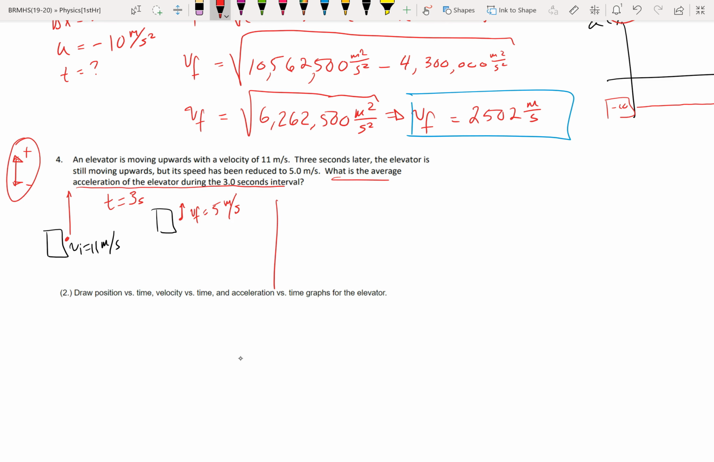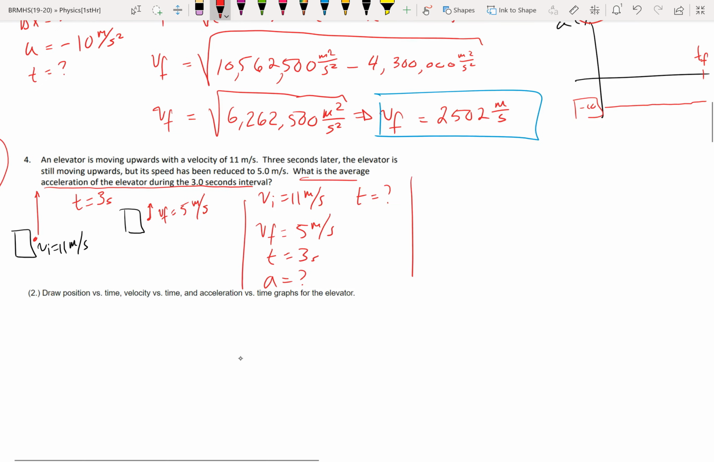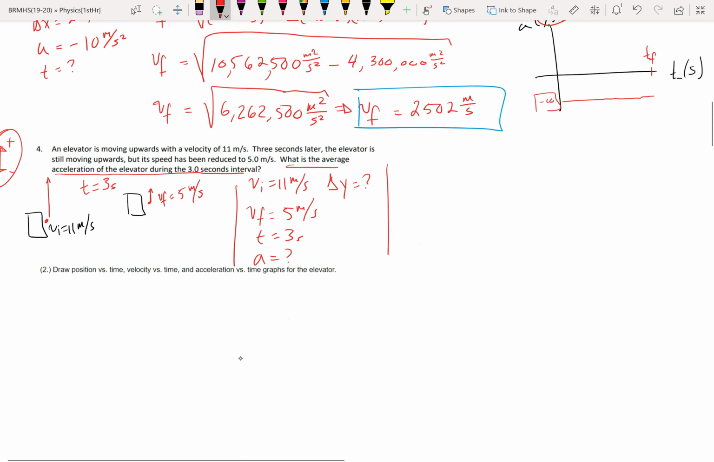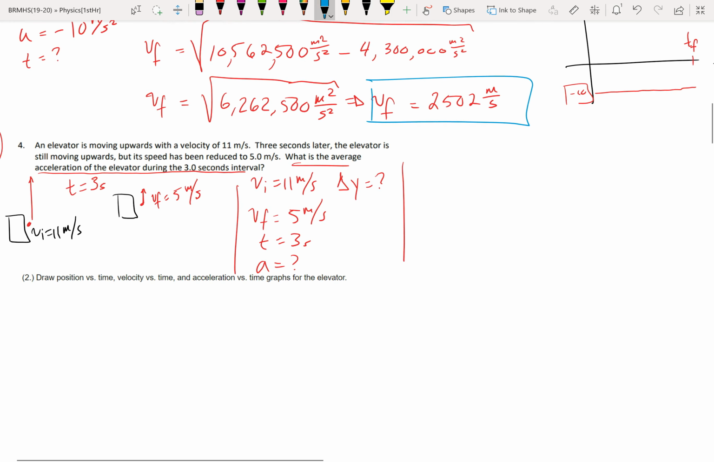So we know, let's just make a nice, more organized list of what we know. VI, VF, T, A is what we don't know, and then time we also don't know. No, yeah, we do. I already wrote that. What else do we know? We don't know delta Y. All right, so that's the vertical displacement, how far it's traveled. So we have VI, VF, T, and we're looking for A.